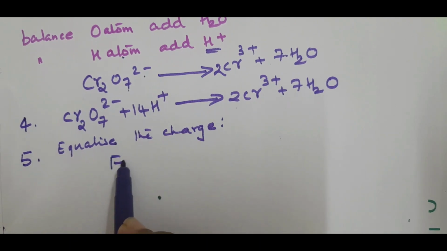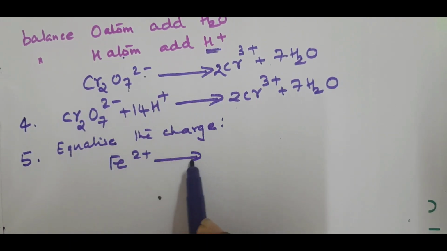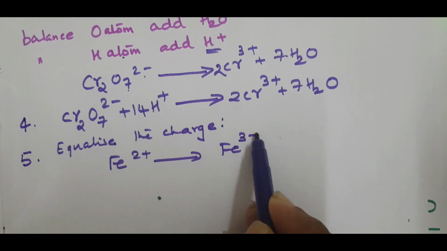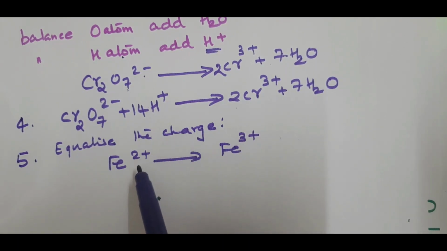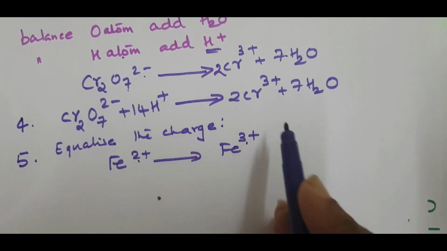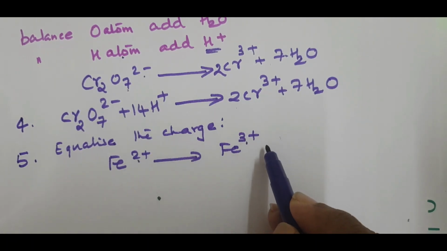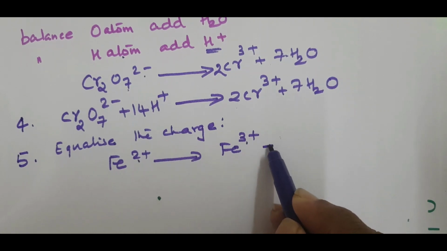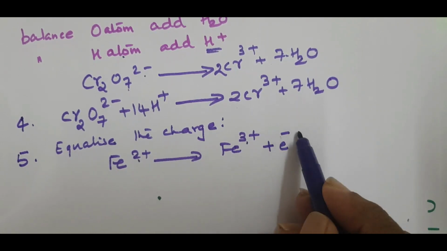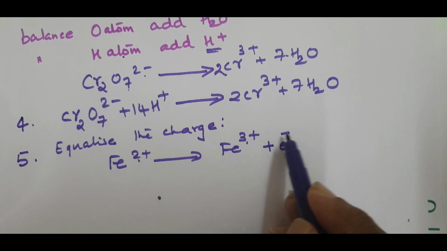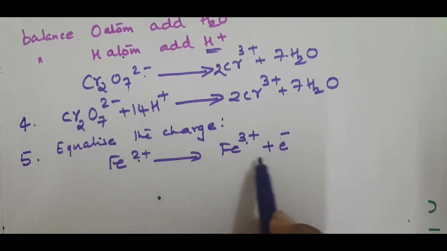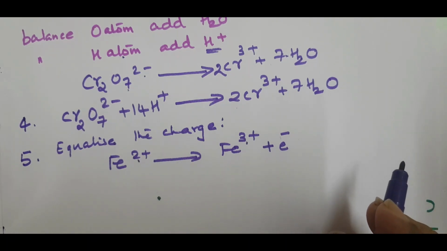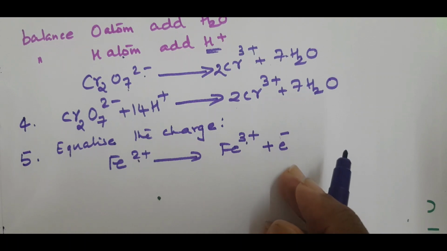You see, Fe2+ will give you Fe3+. That is the oxidation half. So the charges are not equal. This is 2+, this is 3+. So in order to make it 2+, what will I do? Here one electron is added, 1 minus 1. So 3 plus 3 minus 1 is plus 2. So in this reaction, the charge is balanced. Clear? Is it clear? Okay, simple.